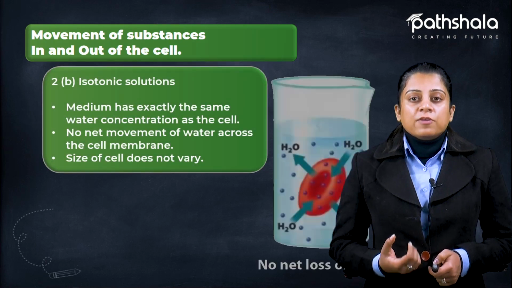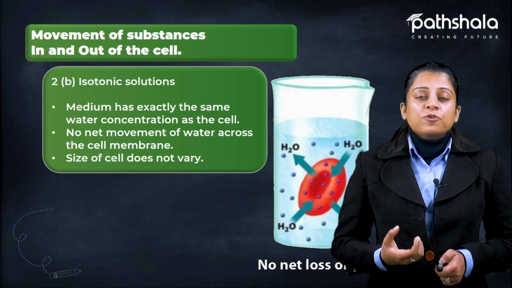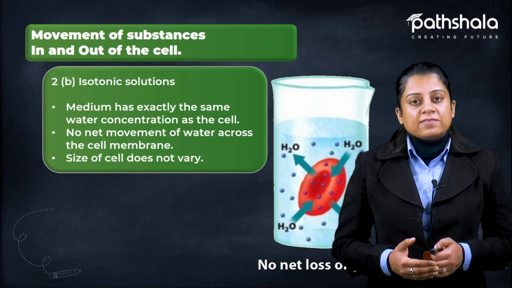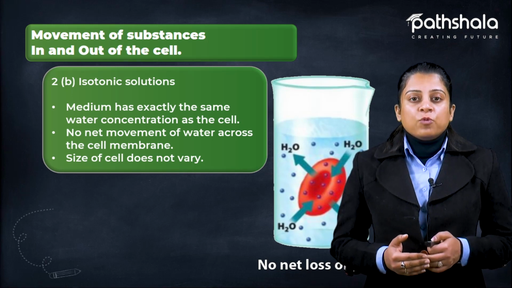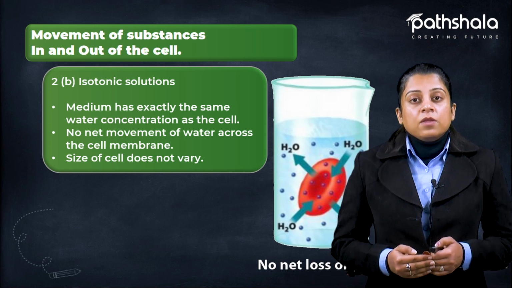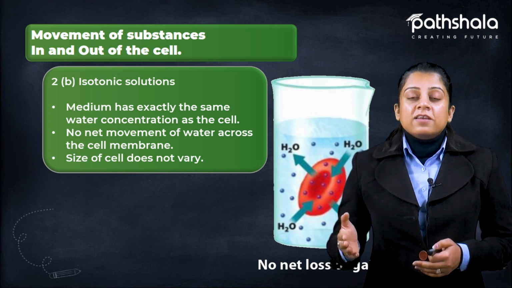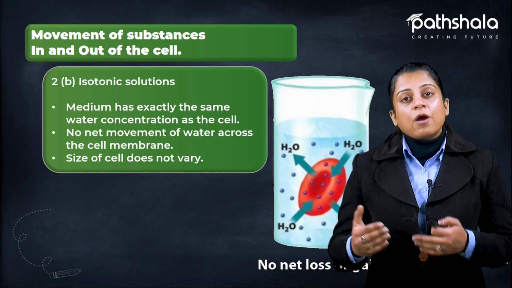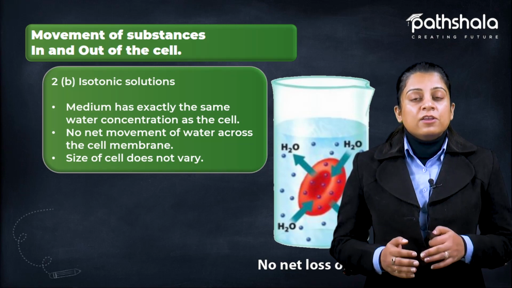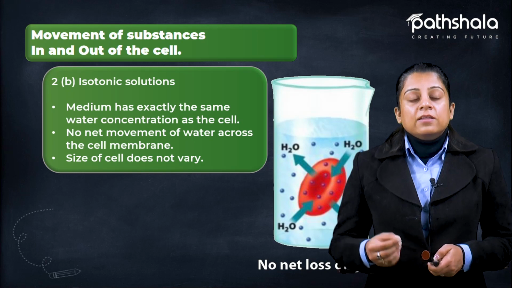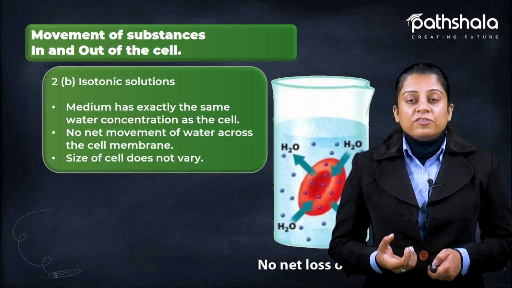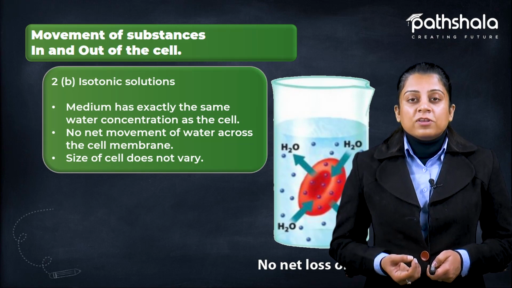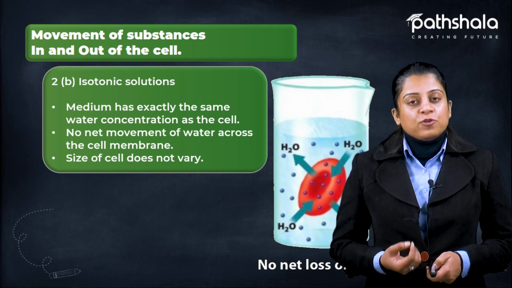Further, let us study isotonic solutions. In isotonic solutions, the medium has exactly the same water concentration as the cell. So there is no net movement of water across the cell membrane. That means the amount of water entering the cell is the same as the amount of water going out of the cell. So as a result, there is no net movement of water and the size of the cell will not change in this condition, that is, in isotonic solutions. Ringer solution is considered an isotonic solution.